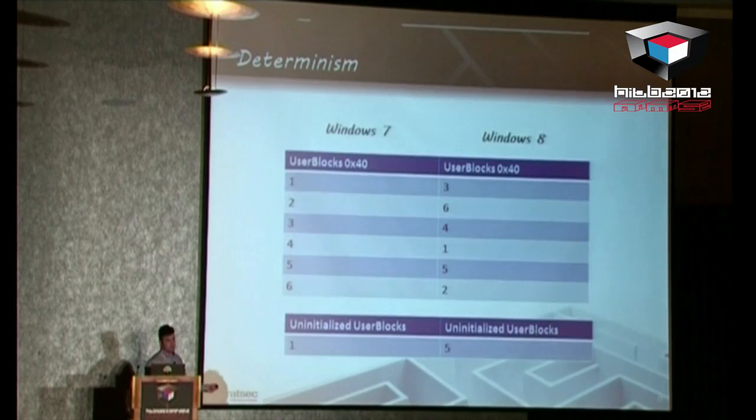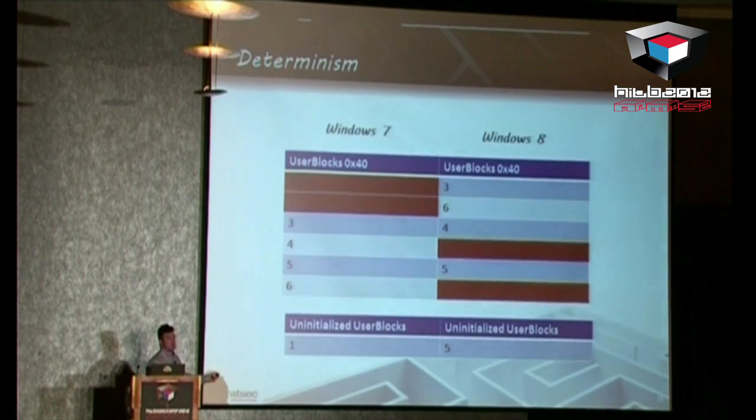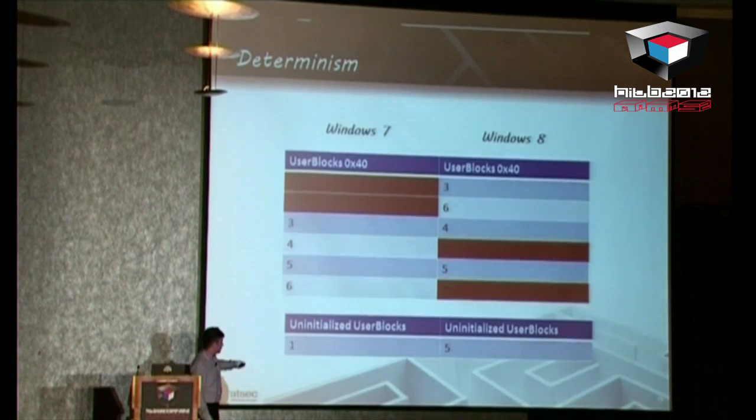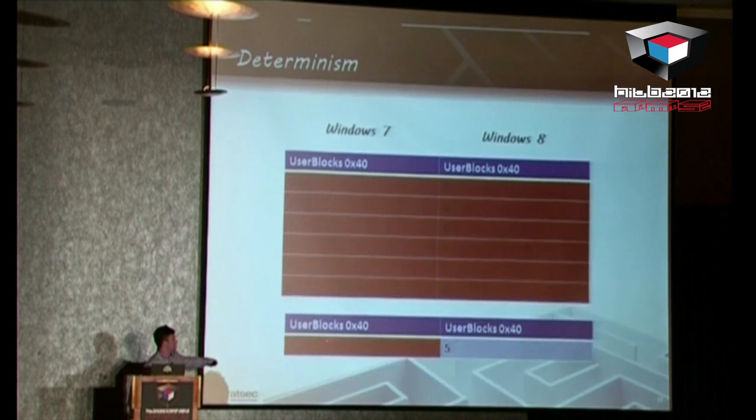Understanding that, we can have a look at the differences between Windows 8 and Windows 7 on an allocation. We see that as we go through, an allocation is completely randomized in Windows 8, whereas it's pretty sequential in Windows 7. But note down here that the uninitialized user blocks are not initialized at all until we reach this area. So as we go through, we cause the allocations to occur, and then the user blocks is created, and then the chunk is taken from the user blocks.